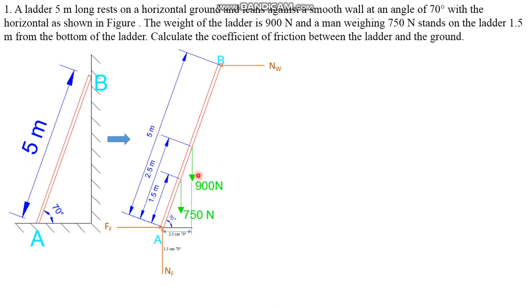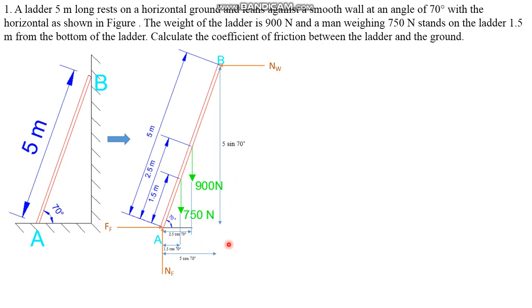So if you try to analyze this, some small calculations you have to do. This is 900 Newton. The horizontal component of this 900 distance from point A is 2.5 cos 70. If you take cos 70, it is adjacent divided by 2.5. Therefore this distance is 2.5 cos 70. Similarly, this distance is 1.5 cos 70. And the vertical distance between A and B is 5 sin 70, and the horizontal distance between A and B is 5 cos 70.